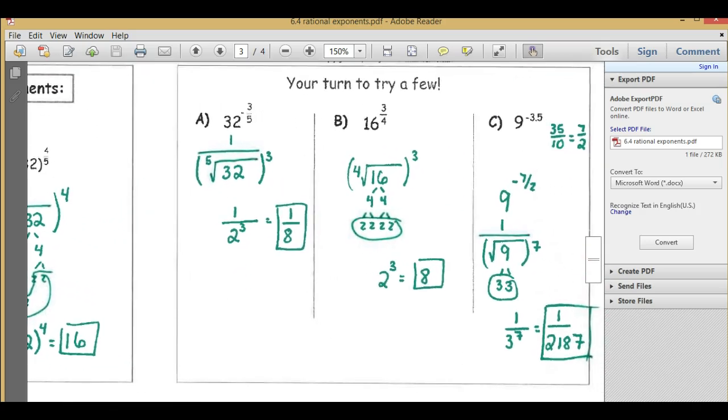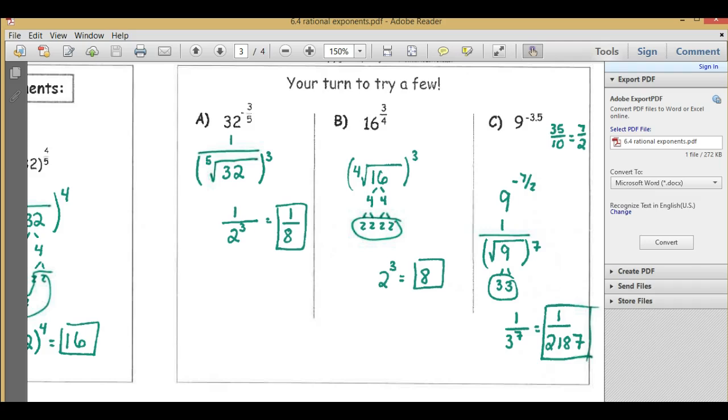Again, hopefully you paused the video and tried these 3 on your own, or pause it now and try it without looking at the answers until you are done. Notice on A and C, they're both negative, so you should have fractions there because all of your answers would have been in the denominator. 5th root of 32 is 2. If I cube that, I get 8, so 1/8 for A.